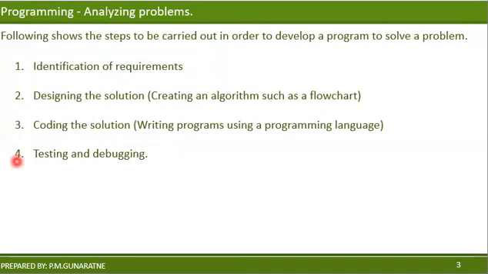That's the third step. And the fourth step is we are going to test and debug the program written in the third step. Testing means we verify whether it is working correctly or not. Debugging means if there are errors, we correct them. That's what we call debugging, correcting errors, right? So basically these are the 4 steps that we follow when analyzing a problem: identification of requirements, designing the solution, coding the solution, then testing and debugging. After testing and debugging, we are going to distribute the software, right?